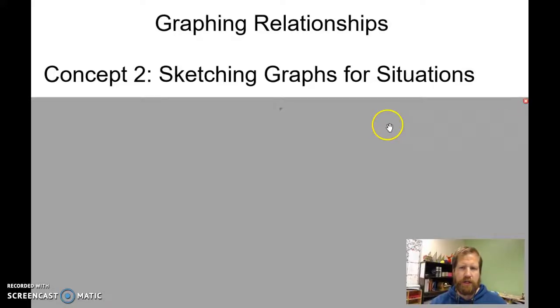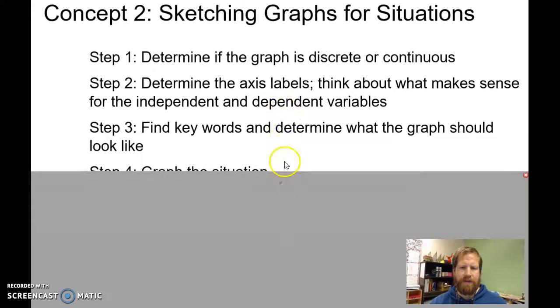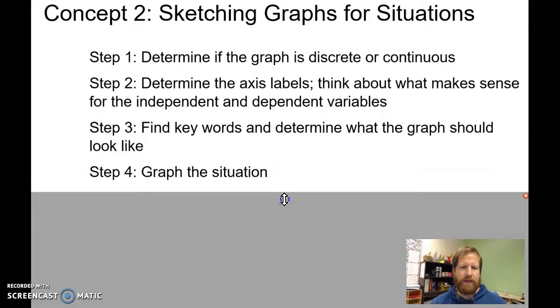Concept 2, sketching graphs for situations. So when we are given a situation and asked to make a graph based on that situation, there are a couple steps to take, but mostly you're going to be looking for keywords and trying to go in order.